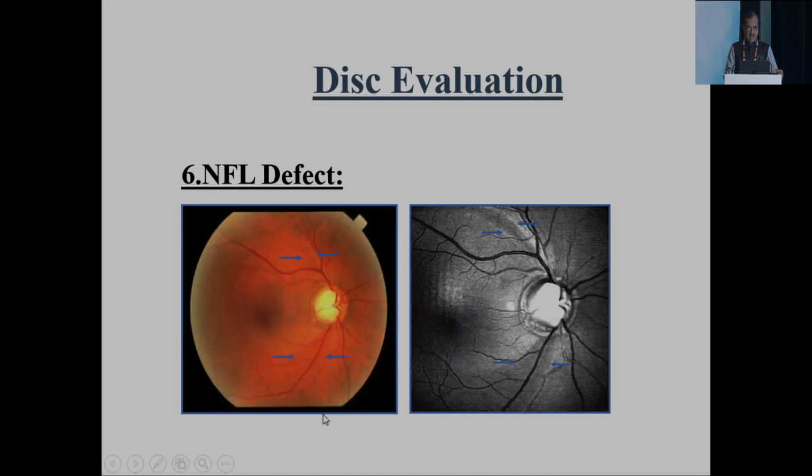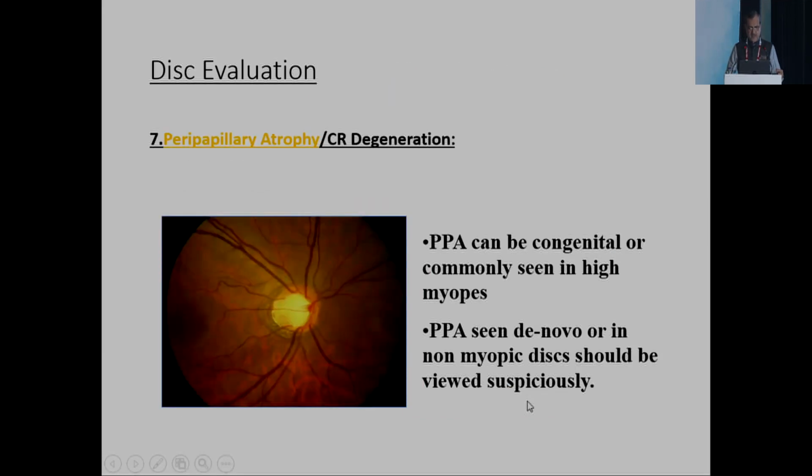How does it look with a colored image? The nerve fiber layer defect can be seen here, which is appreciated better here in the red-free light. The peripapillary atrophy, or the chorioretinal degeneration, PPA, can be congenital or commonly seen in high myopes. PPA seen de novo or in a non-myopic eye should be viewed suspiciously.